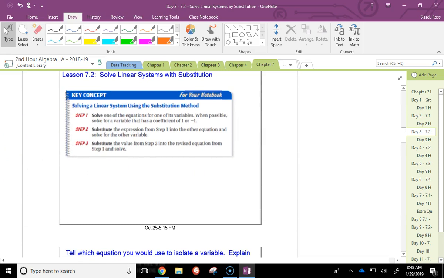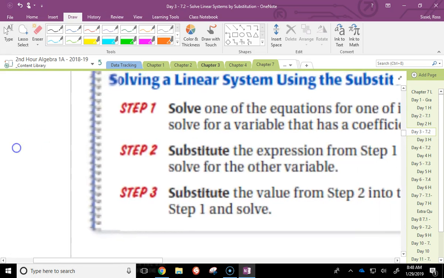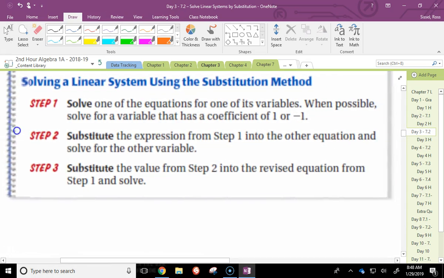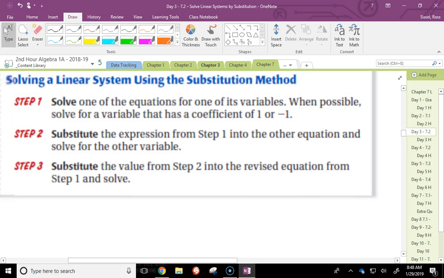Now, solving linear systems with substitution. Step 1 is to solve one of the equations for one of its variables, just like we did. You can choose either equation. Today we're going to look at why we choose which equation we do. We usually choose the easier one. When possible, solve for the variable that has a coefficient of 1 or negative 1. The reason we do that is because then I don't have to divide by anything.